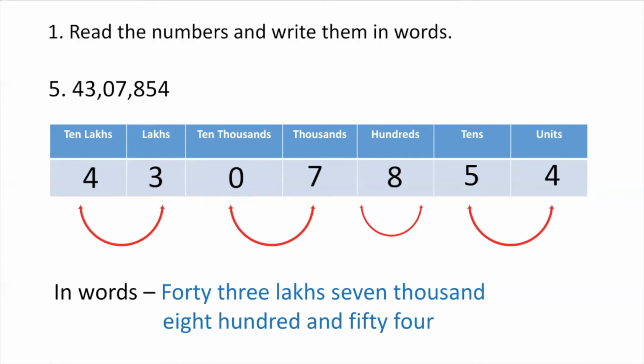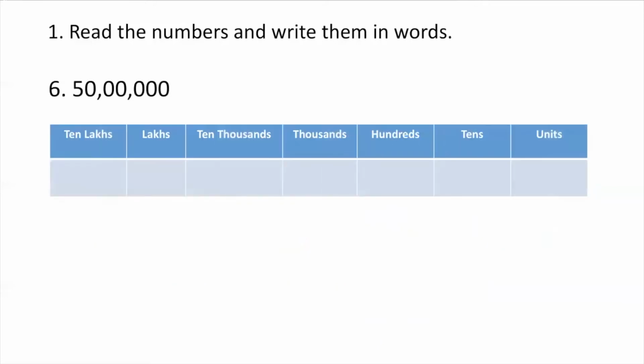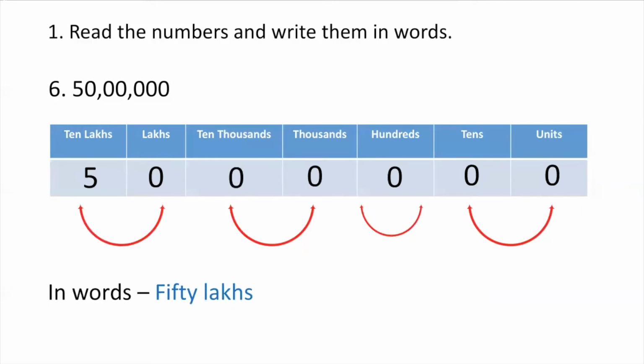Let's move on to the next sum. If you see this number, we have 0 in the units place, 0 in the tens place, hundreds place we have 0, 0 again in the thousands place, 10,000s place also we have 0, lakhs place 0, and 10 lakhs place we have 5. So we write this number as 50 lakhs. I hope by now it is clear to you. We go to the seventh sum.